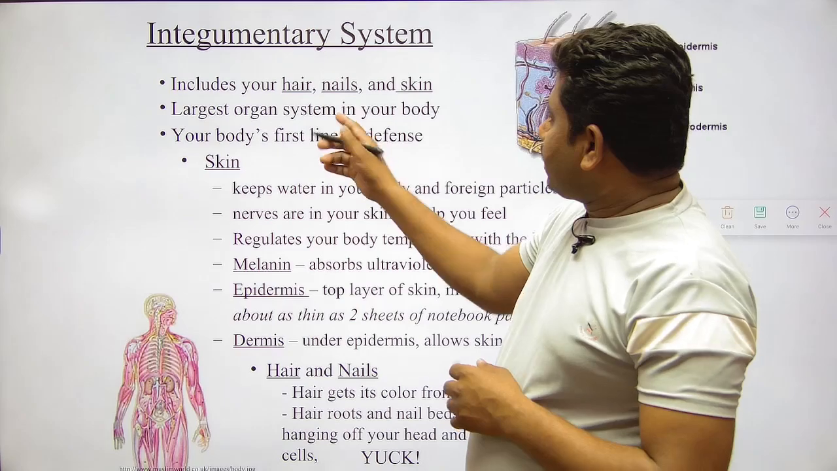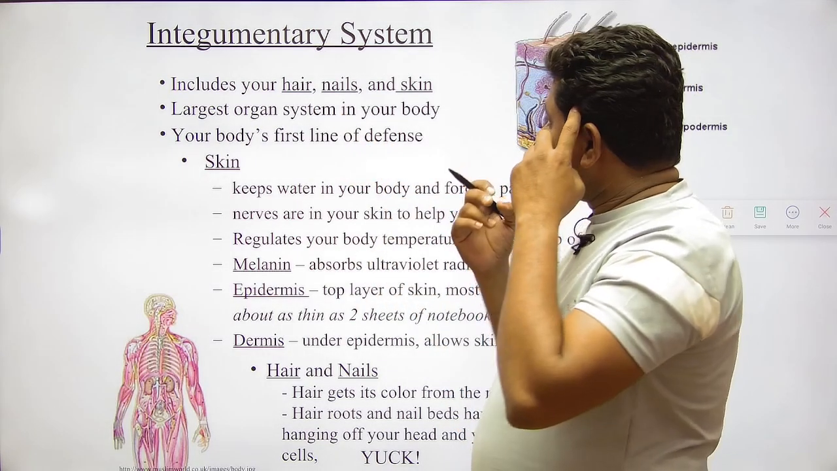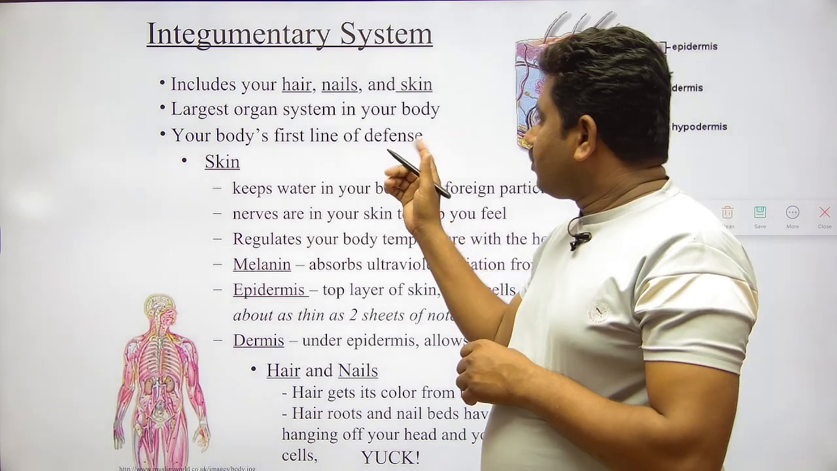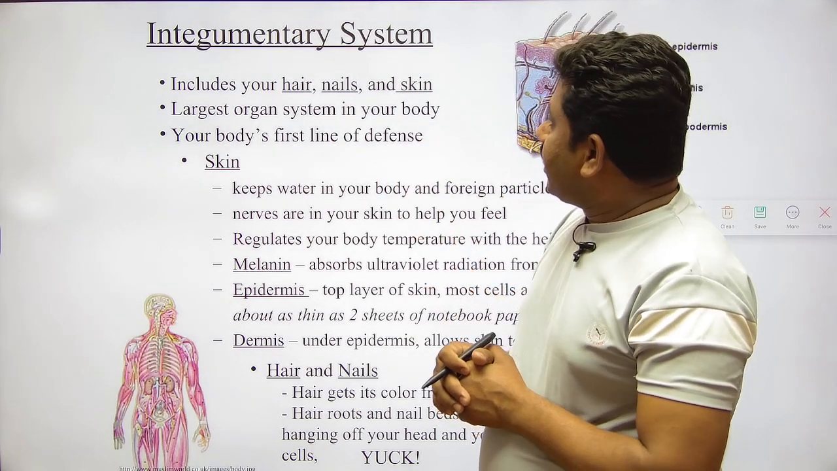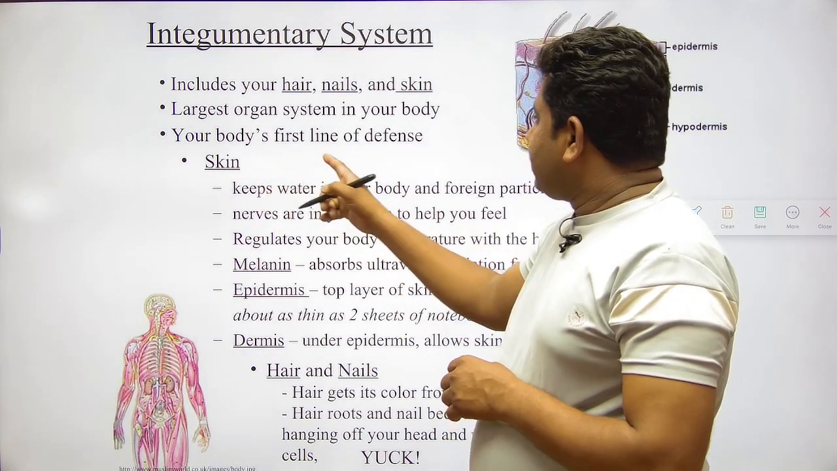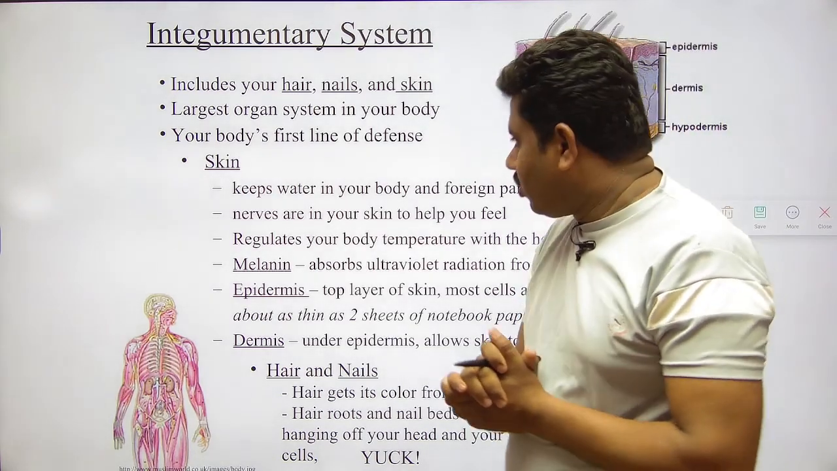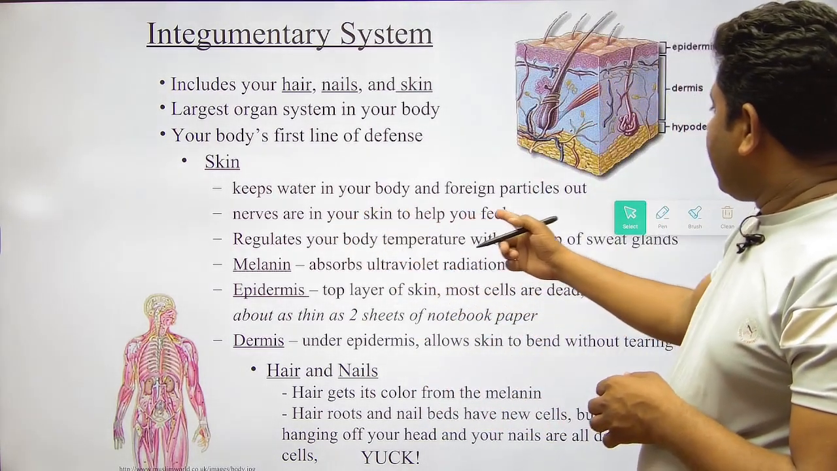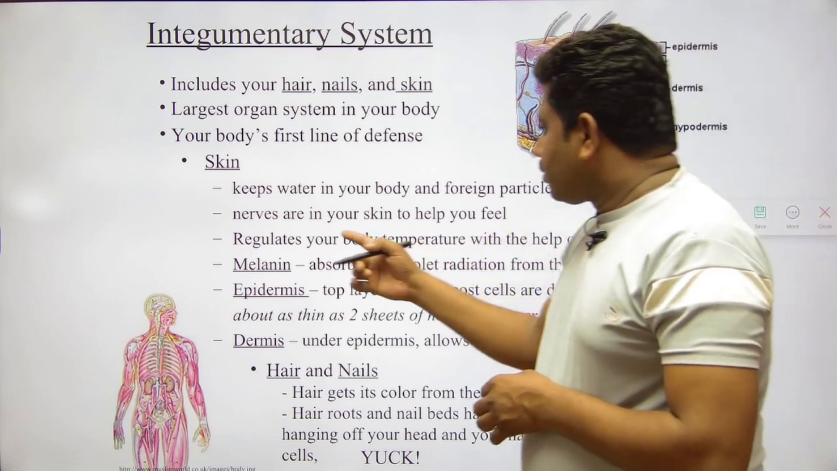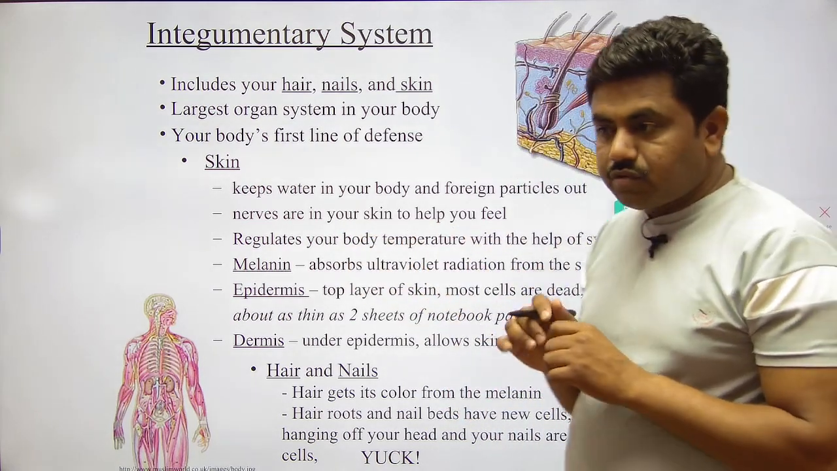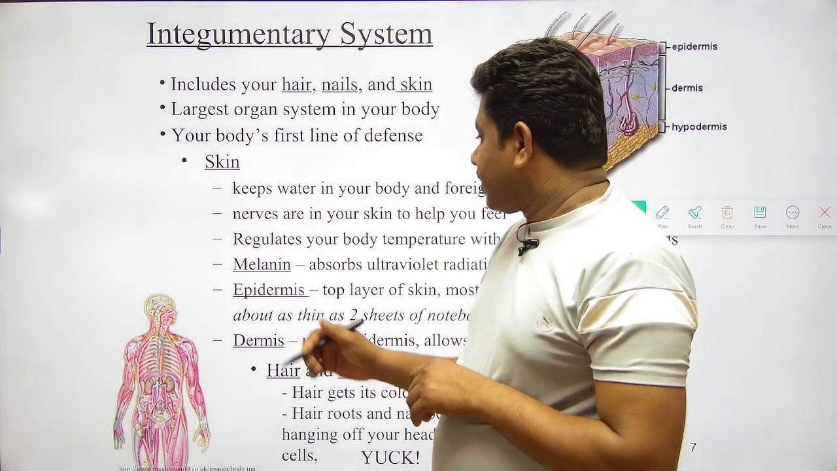Now see, it includes your hair, nails and skin. It is the largest organ system in our human body, that is the integumentary system. Your body's first line of defense is called the skin, we know, and it keeps water in our body and foreign particles out. Nerves are in your skin to help you feel. We can feel touch through the skin.